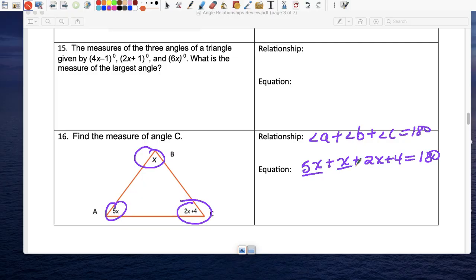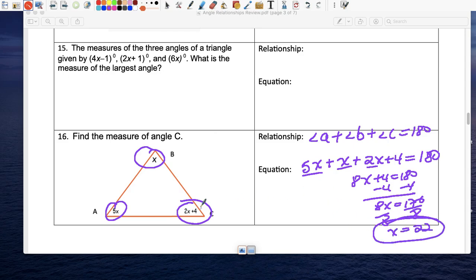So 5, 6, 7, 8. So 8x plus 4 equals 180. Minus 4 on both sides. 8x equals 176. Right? Divide by 8. X equals 22. And we want to find angle C, and this is angle C right here, which is 2x plus 4, or 2 times 22 plus 4, 44 plus 4, which gives me 48. So angle C measures 48 degrees.